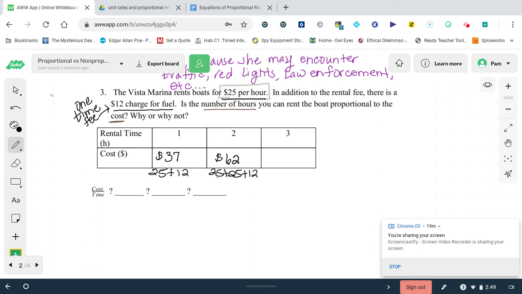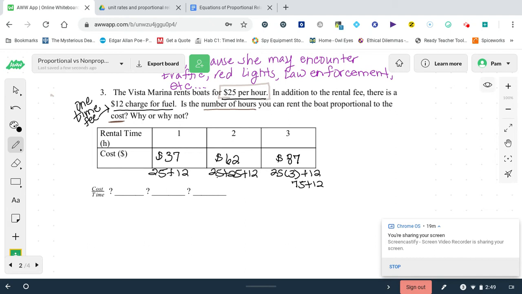Now, if you want to keep it 3 hours, you have to pay 25 times 3, which means you're paying $75, plus you have to put the gas in. So if you take 75 and add 12 to it, that means you're paying $87 to keep it for 3 hours. Okay, now we have our table filled in, so we can divide like we said we would in order to find these ratios.